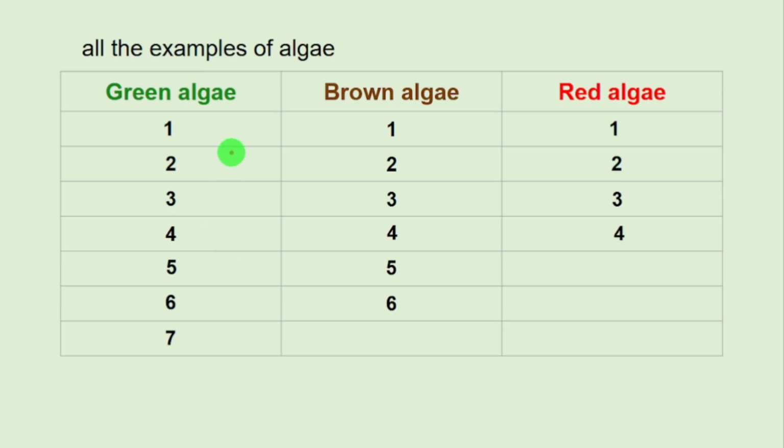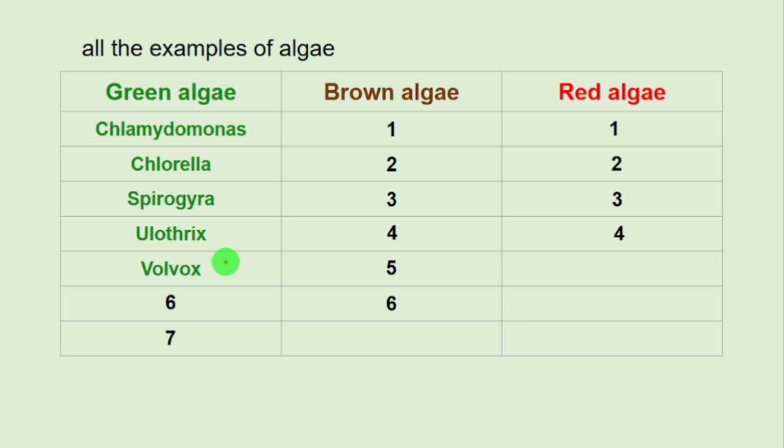Now the final table to test yourself whether you remember all the examples. The first one, green algae, Chlamydomonas, and another unicellular green algae will be Chlorella. Then Spirogyra is filamentous. Another filamentous green algae is Ulothrix. Then Volvox will be colonial. Another colonial green algae is Eudorina. And finally, the complex thalloid structure seen in Chara. 7 examples of green algae.